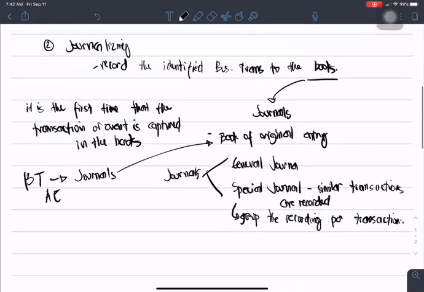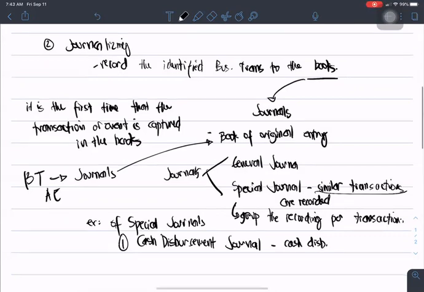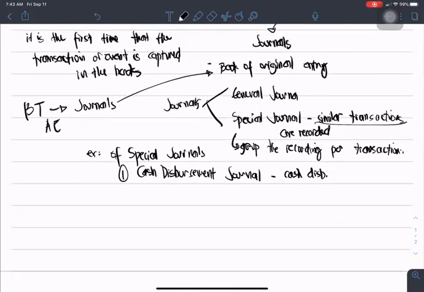So what are some examples of special journals? First, we have your cash disbursement journal. So sir, what is the use of our cash disbursement journal? Take note, in a special journal, we group similar transactions. So when we say cash disbursement journal, the similar transaction here is the cash disbursement. Any transaction which relates to the disbursement of cash is recorded here.